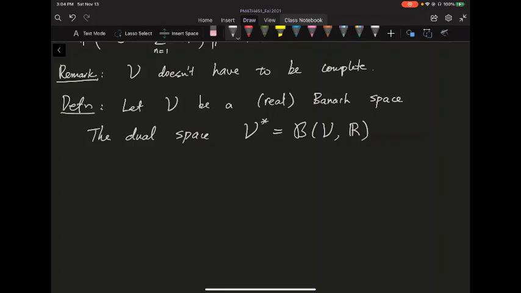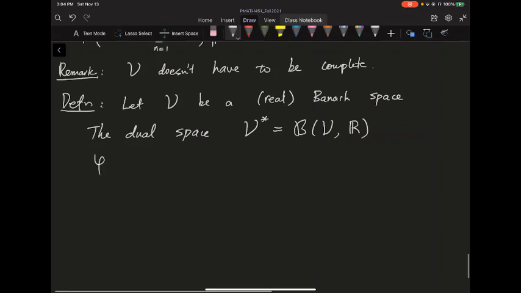And by the remark, actually, you don't need V to be a Banach space. As long as V is a normed vector space, you also have a dual space. But we're going to look at Banach spaces most of the time, so let's just assume it's a real Banach space for now. And this element, we have some special name. Let's not call them bounded linear operators because the range is inside R. A map inside this dual space, let's give it a special name. That's called a linear functional.